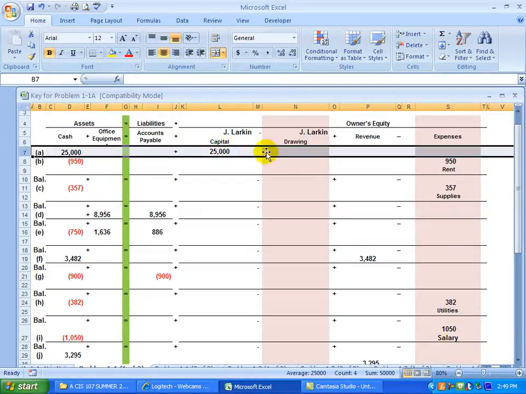Now notice in this transaction, the left-hand side of the equation, or the equal, has gone up and also the right has, so this equation is in balance. And that always has to happen.